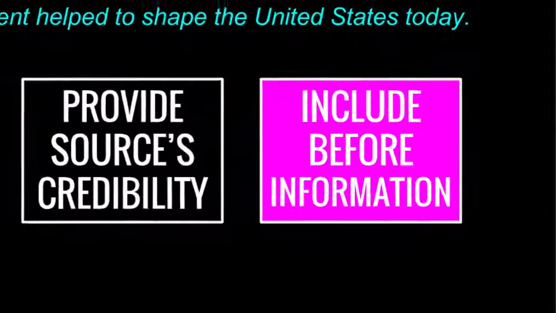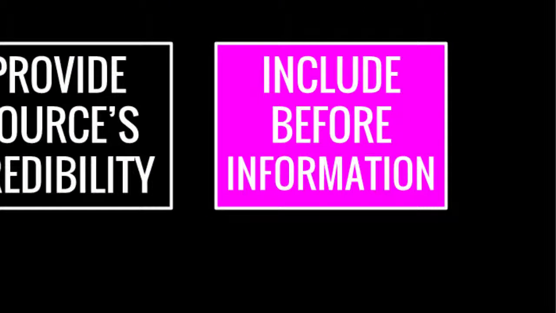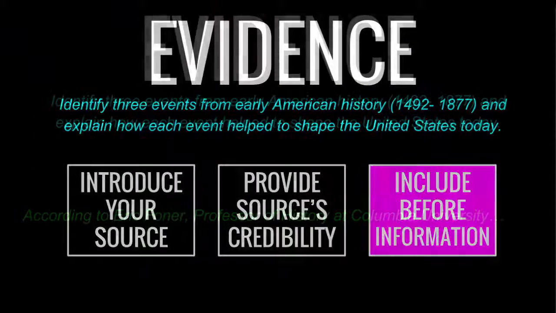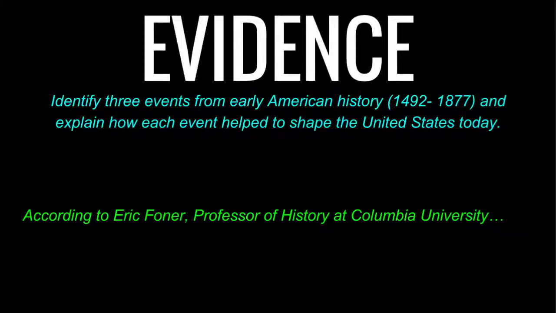The third step you must take in providing evidence of a source is to include your source before your information. This signals to the reader that the information that follows comes from that source. This lets the reader know that your information is credible or reliable. Let's look at an example of how to provide evidence of a source.